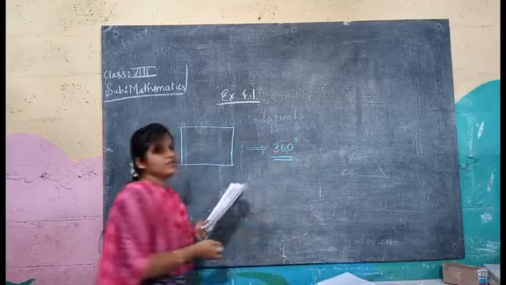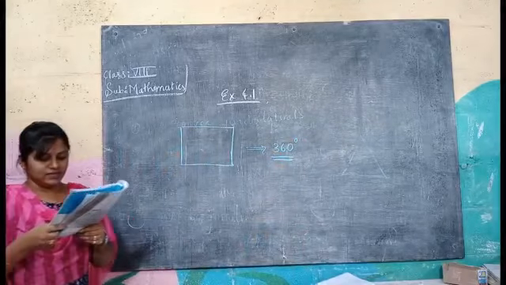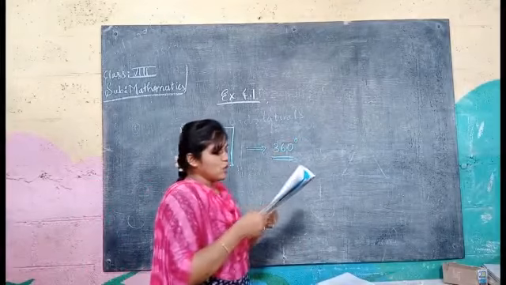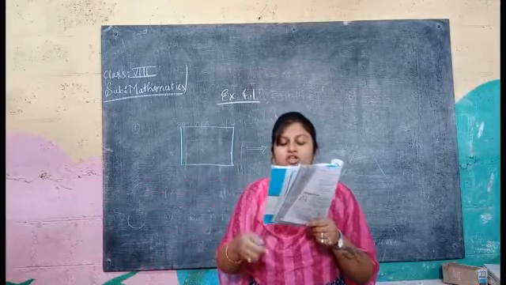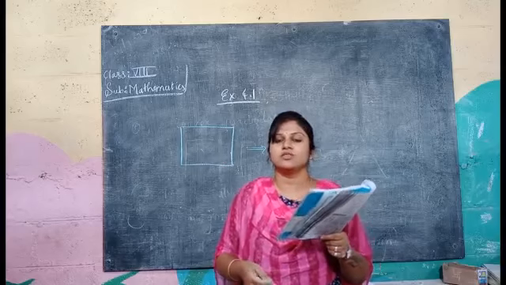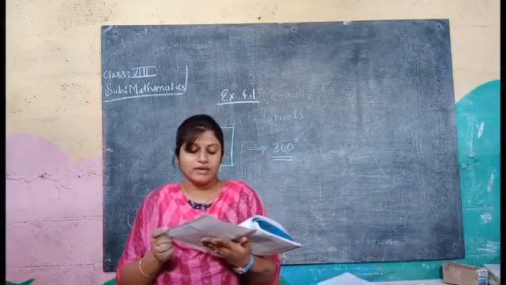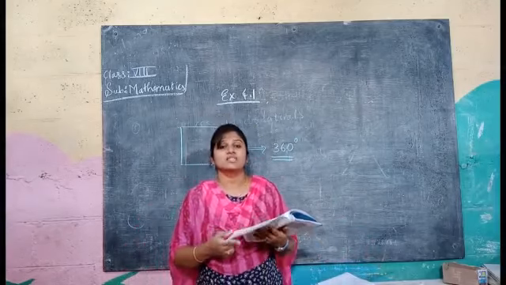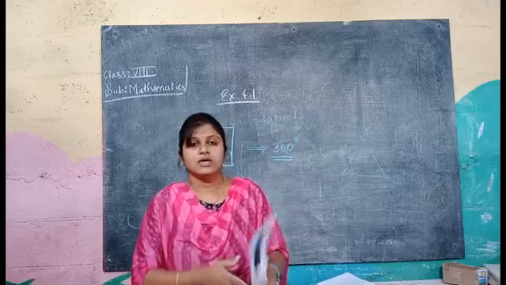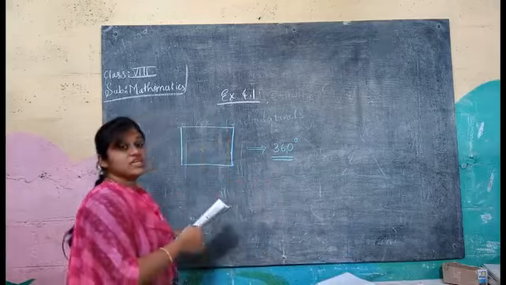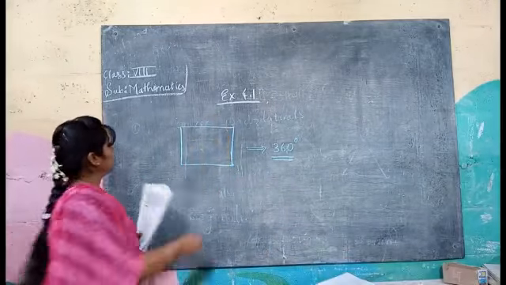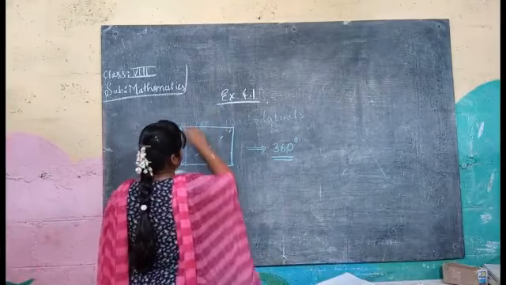Degree. The angle will be how much? 360 degree. Even the property holds if the quadrilateral is not convex. Not convex means what? Convex, the concave. Concave means what? The angles which have an outside diagonal. Here we have an outside diagonal. We can form an outside diagonal. But here we have an inside diagonal also.